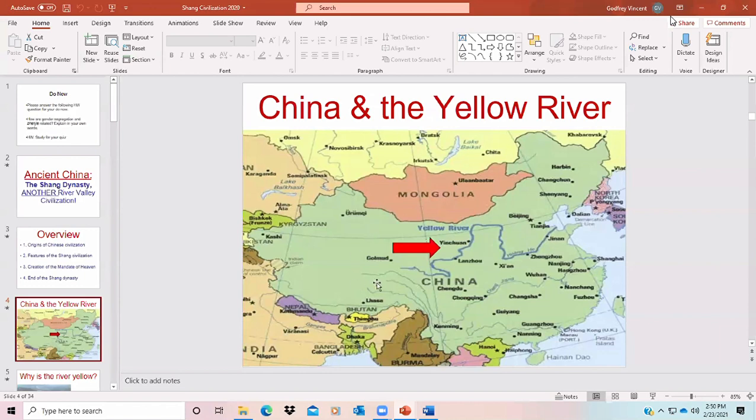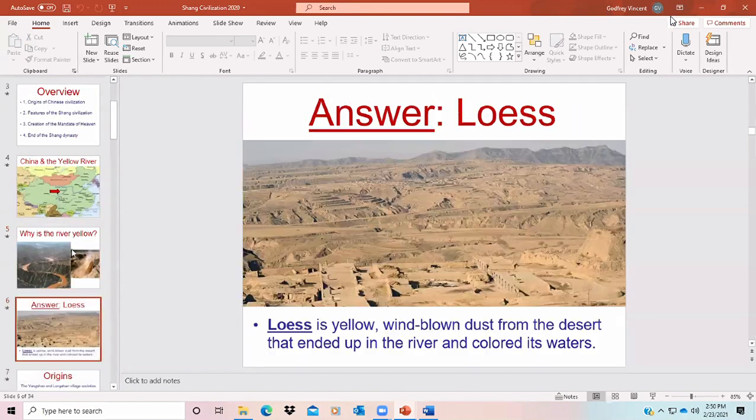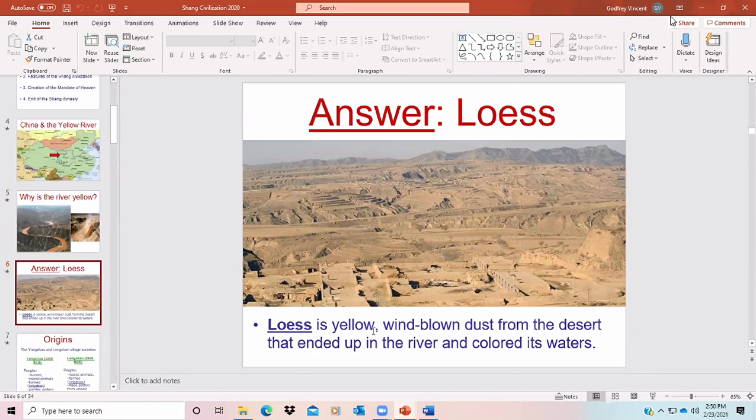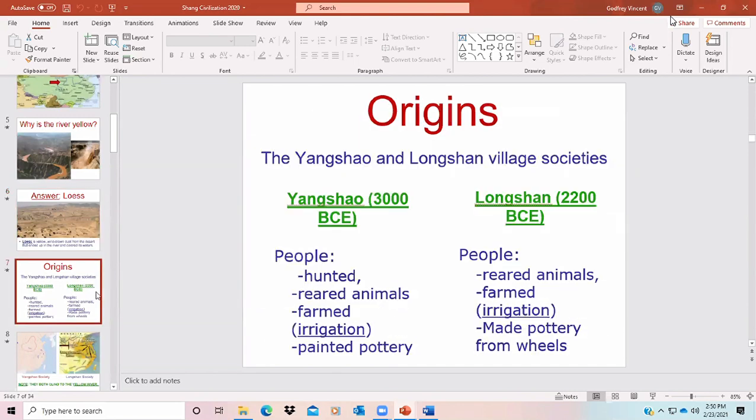So the Shang dynasty and the Yellow River, right? We talk about why is the river yellow? Why is it yellow? Because of the loess. This is desert, and when the wind blows, it takes the dust into the river. This is pronounced loess. So these were the early peoples who lived in the region before the Shang took power.